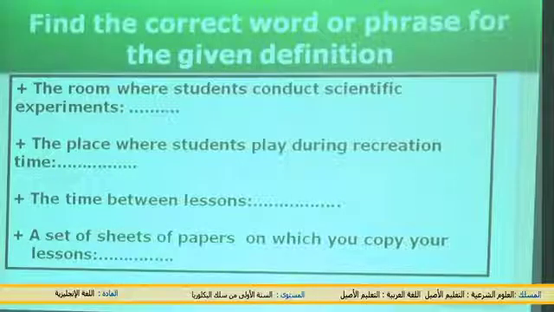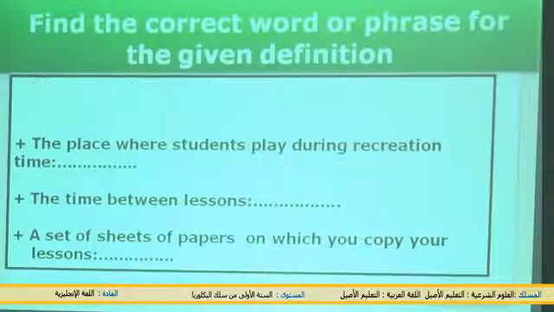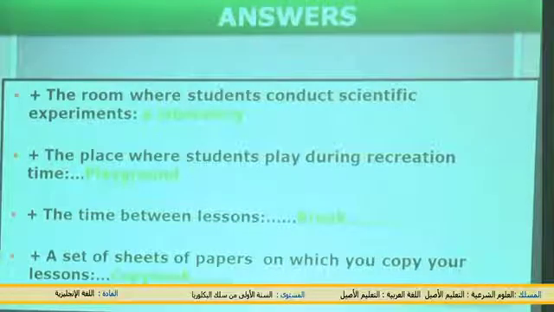So, have you guessed the answers? So the correction is, the room where students conduct scientific experiments is called a laboratory. The second example, the place where students play during recreation time is called a playground. The third example, the time between lessons is called a break. You remember, a break is where students can relax and play together.